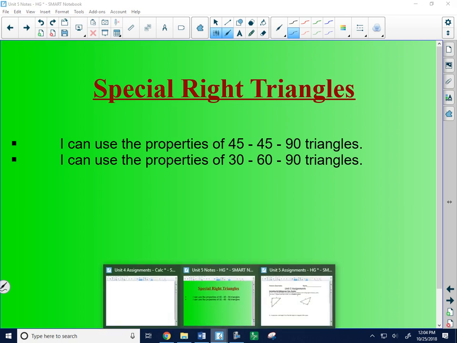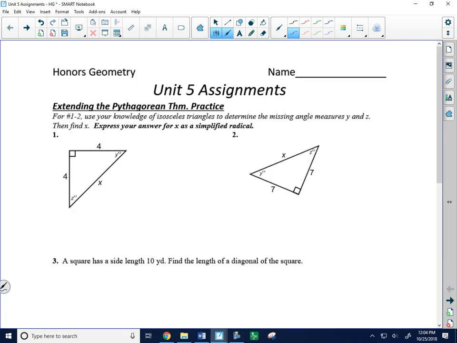Do you remember, yesterday we started the Pythagorean theorem practice. In 1 and 2, you used the Pythagorean theorem to solve for c, and I had you reduce the radical. So for example, radical 32 became 4 radical 2. Does it look familiar? Yeah.